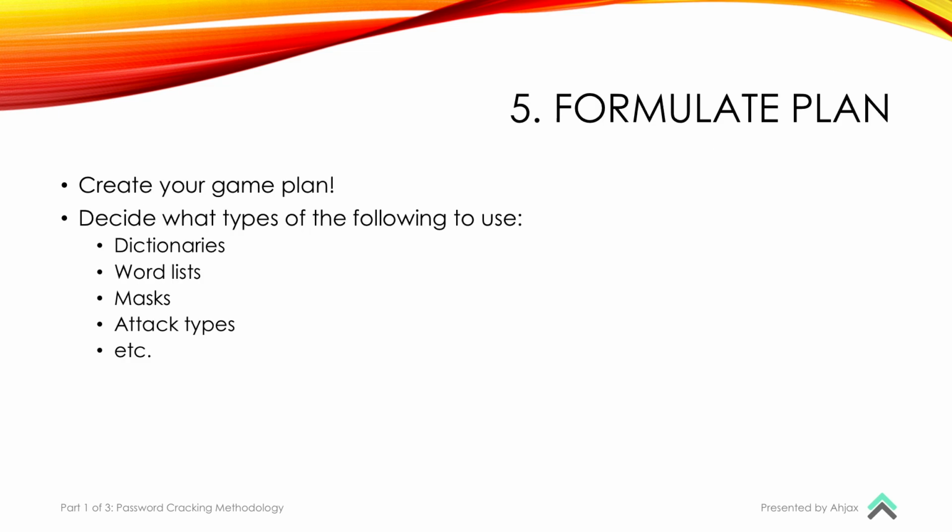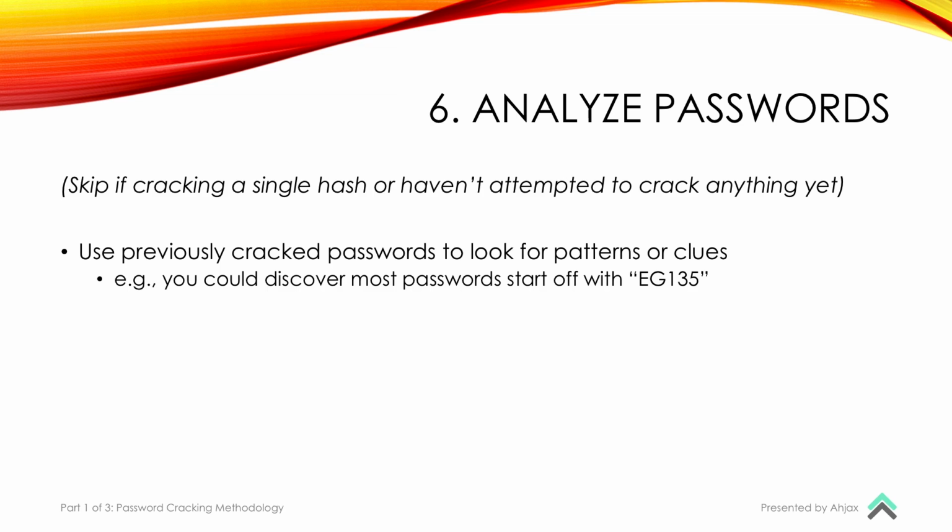In step 5, we formulate a plan. So based on what you've learned so far in the methodology, come up with a game plan. And so this step is where you decide what types of dictionaries, word lists, masks, and attack types you want to perform on your target. And then we start analyzing the passwords. So note on this step, if you're using a single hash, you can actually skip this step. And if you haven't attempted to crack anything yet, you can also skip this step.